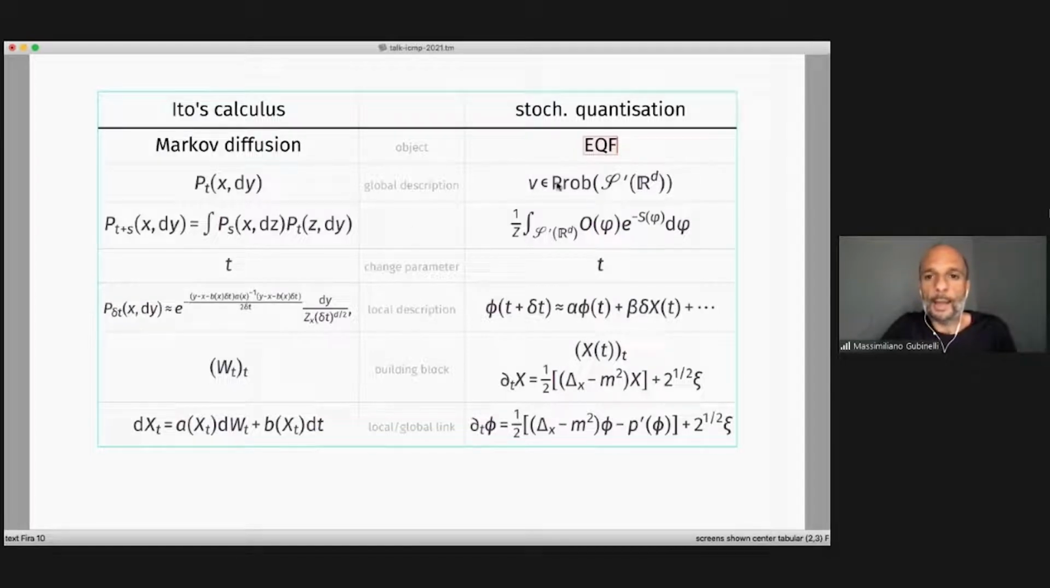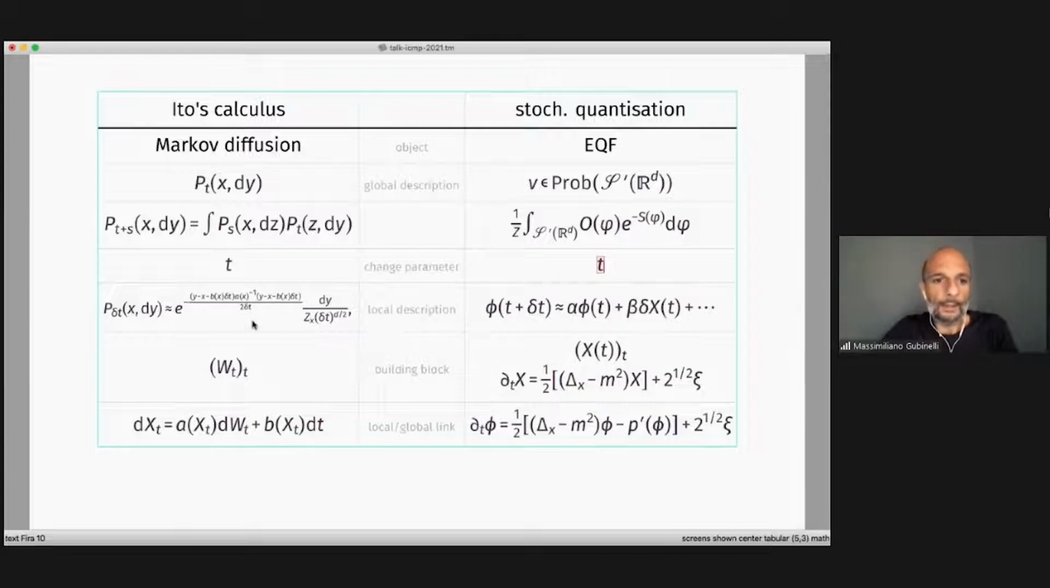So you describe it with a probability measure on S prime over D, and here you have this family of kernels. And then the global description: here you have the Chapman-Kolmogorov equation, and here you have this vague description given by this Gibbs measure. This is what you would like to have. The change of parameter: now here you have a natural time, and here you have this fictitious time of stochastic quantization.